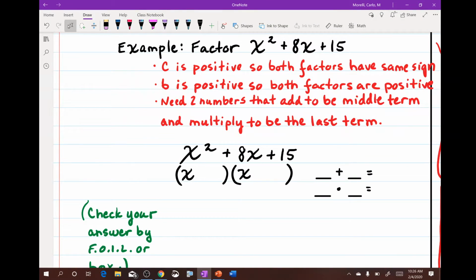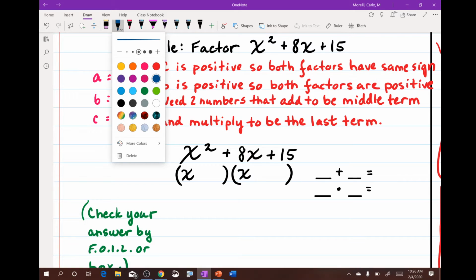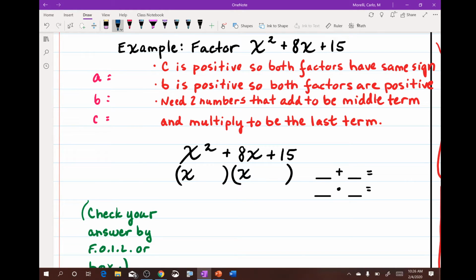Okay, we're going to do another one. Okay, let's factor x squared plus 8x plus 15. But before we do that, let's identify what A, B, and C are. Now, if you have already spoken today, you must not speak. We need to gather some information from other members of the class. So you cannot talk if you've talked today so far.